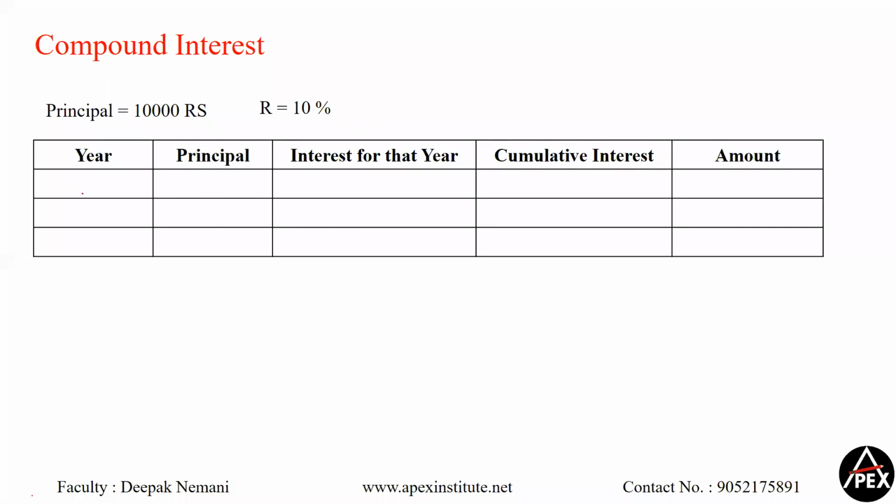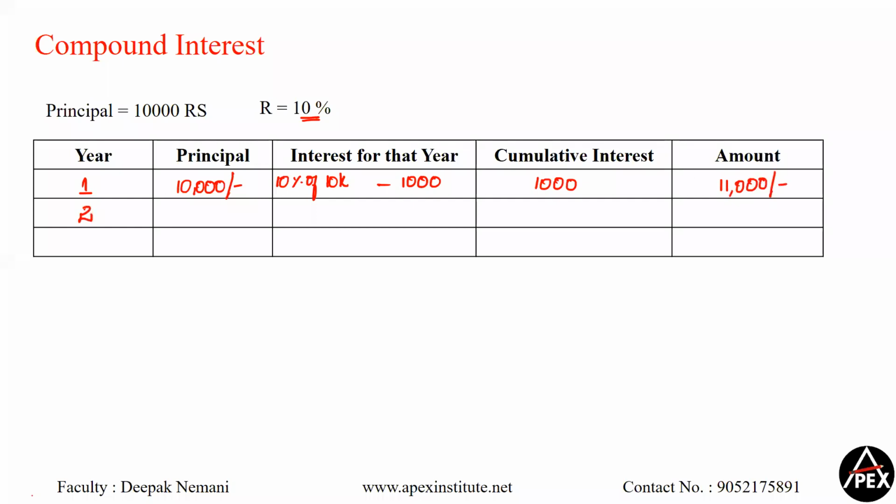So here in year 1, I have 10,000 rupees with me, which I have deposited in a bank at a rate of 10% per annum. Interest for that year will always be calculated on the principal. So 10% of 10K, which will be 1,000. Since this is the starting year, the cumulative interest will also be 1,000, and the amount at the end of 1 year will be 10,000 plus 1,000, 11,000, isn't it?